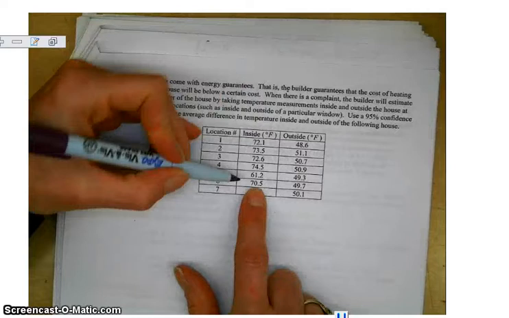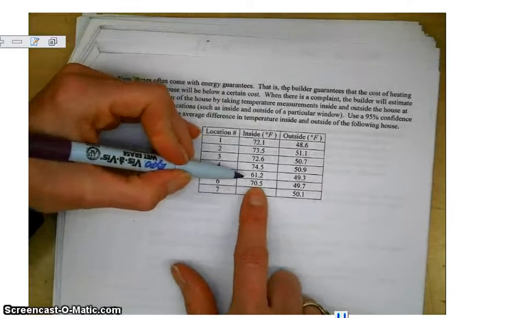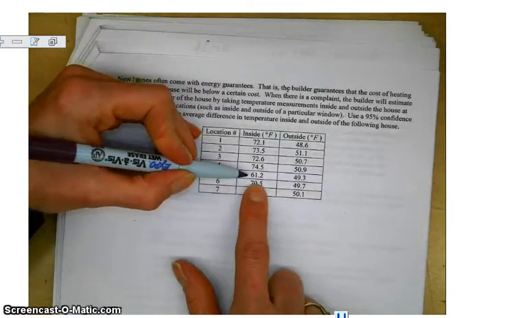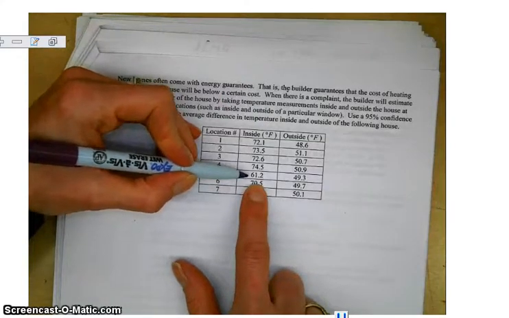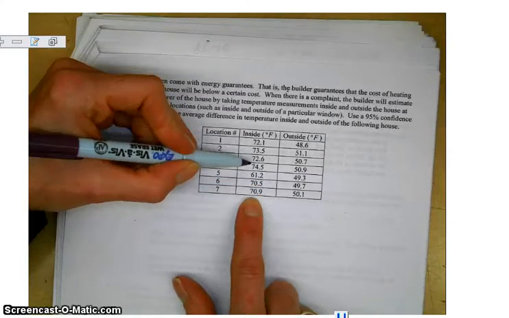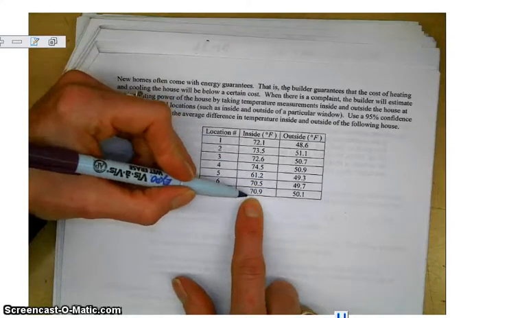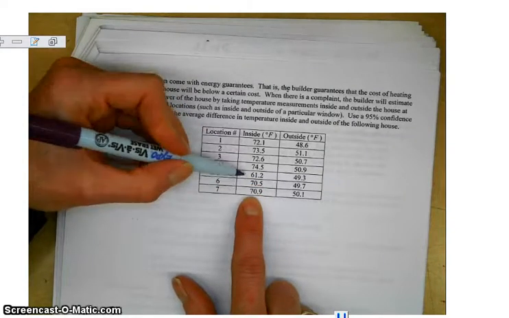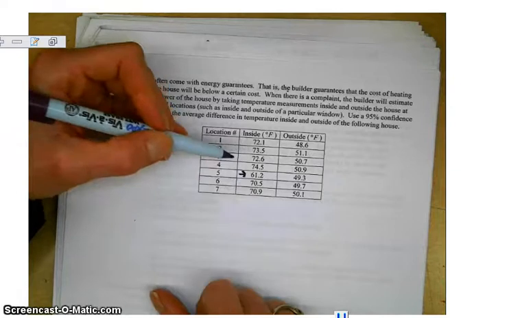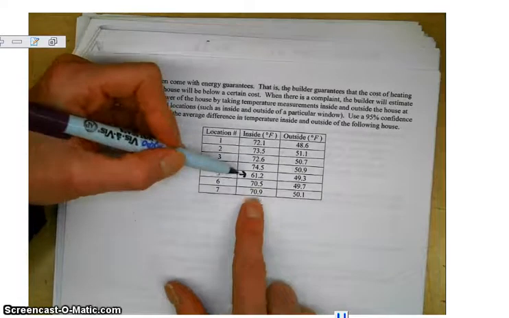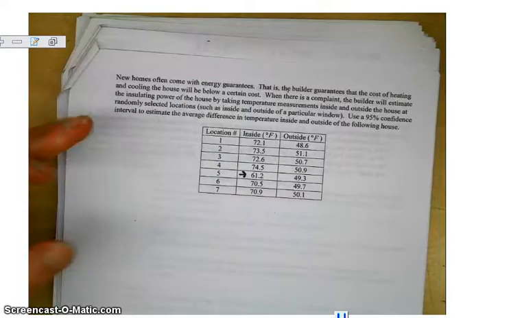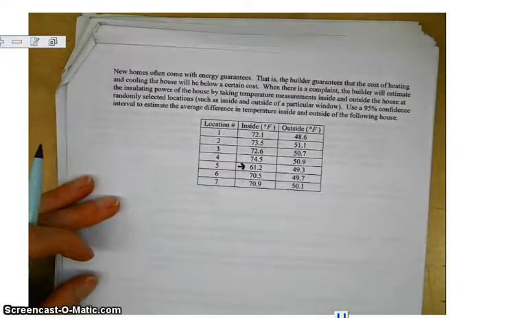So there are subtle differences. Now notice, here's a place that kind of stands out. 61.2 degrees inside, okay? And that's really different from all these other temperatures, isn't it? So this place, maybe bad insulation, there's something wrong. Maybe it's a door that has a leak underneath it, something like that. So that kind of stands out to me.